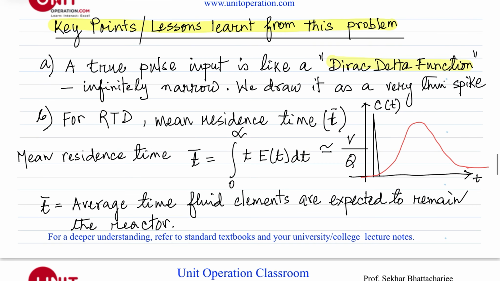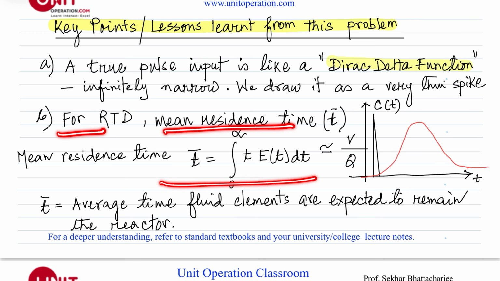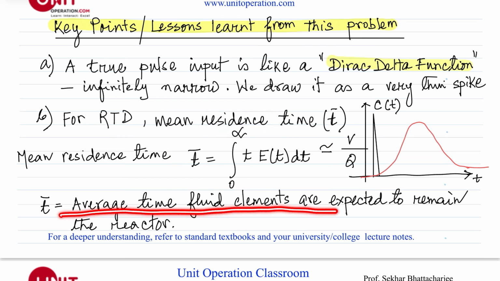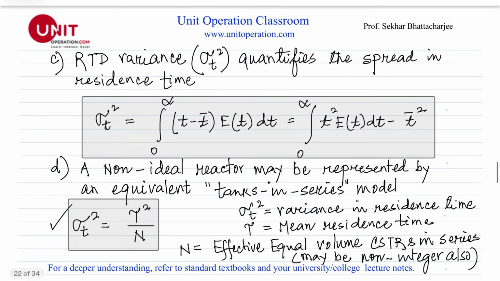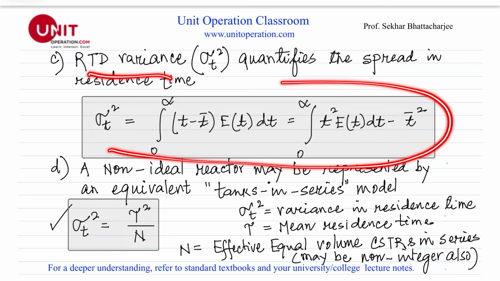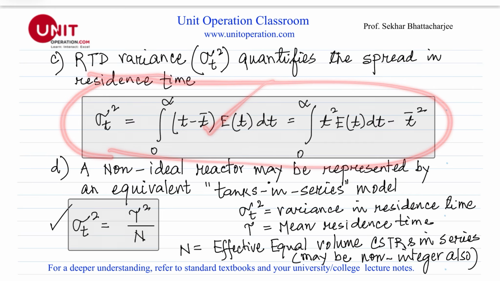Okay, what are the key points and the lessons learned from this problem solution? A true pulse input is like a Dirac delta function, infinitely narrow. We draw it as a very thin spike. For RTD, the mean residence time is given by this equation we have seen, where T bar is the average time fluid elements are expected to remain in the reactor. RTD variance is given by this equation, which you have just seen in this example. We have calculated this one.